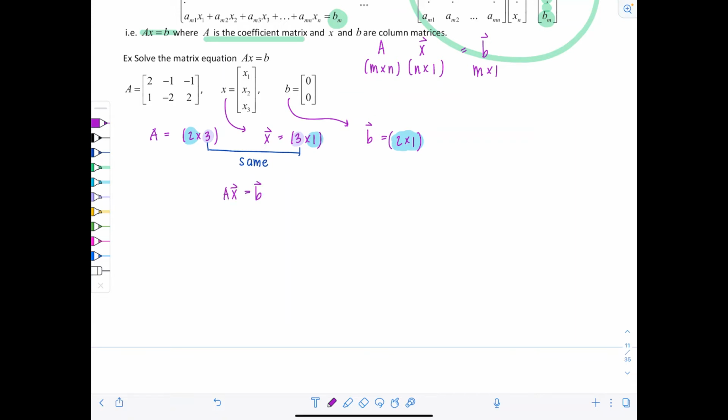And what would the result be? Well, you can just look back. We're going to have the following system of equations. Remember, this is the coefficient matrix, and we have our 3 variables, x1, x2, x3.